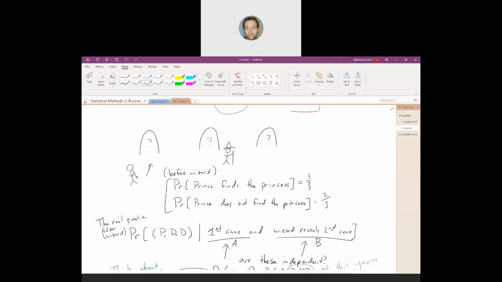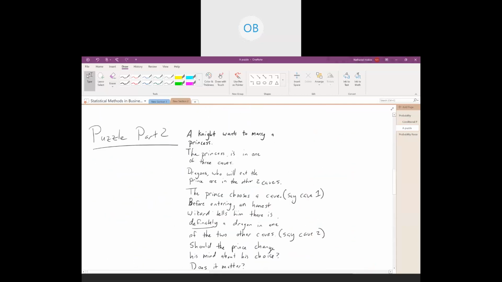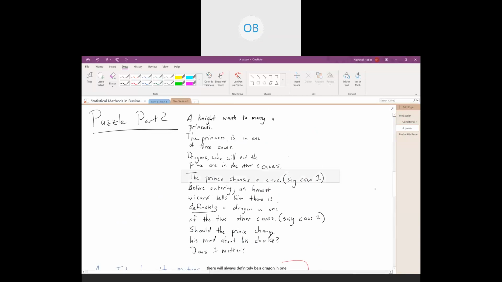The knight is going into the first cave. The wizard sees this. The wizard stops him. Now the wizard is going to reveal a dragon. Can the wizard reveal a dragon in the first cave? The prince chooses a cave. Before entering, an honest wizard tells him there's definitely a dragon in one of the other 2 caves.